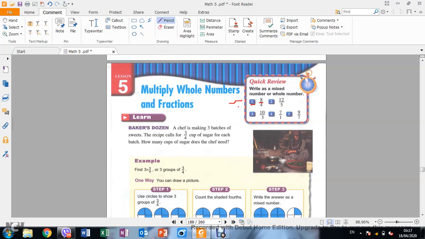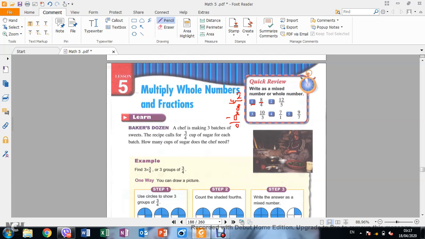8 divided by 4. So in 8, how many 4s do we have? In 8 we have 2 4s. 2 times 4 is what? 2 times 4 is 8. So we subtract it. 8 minus 8 is 0.